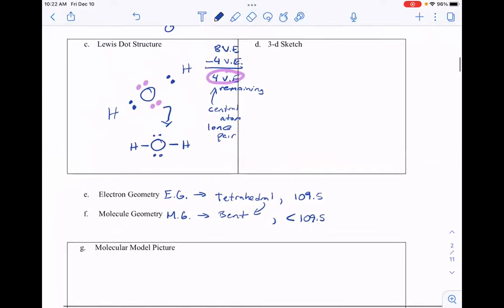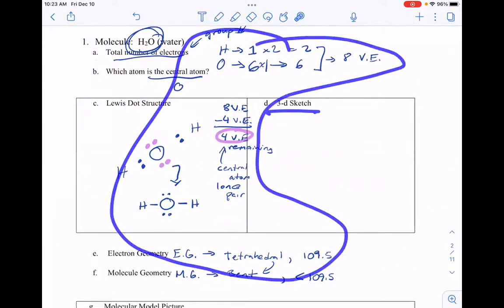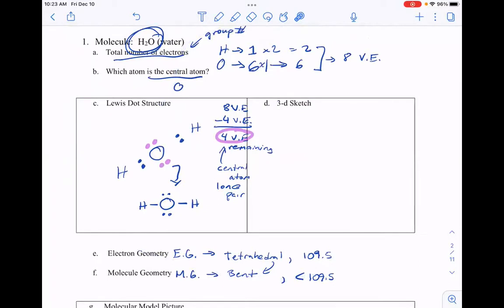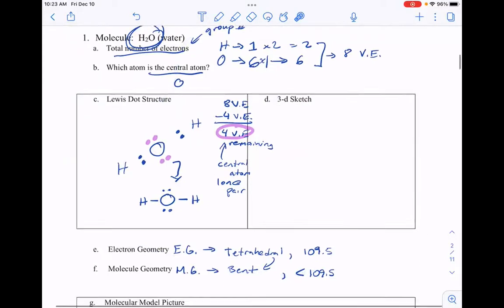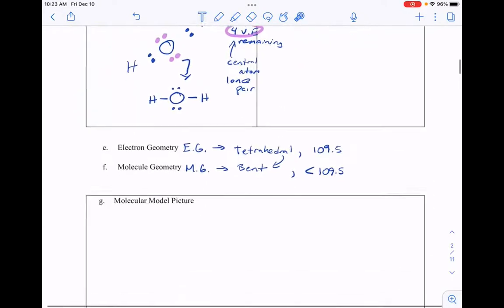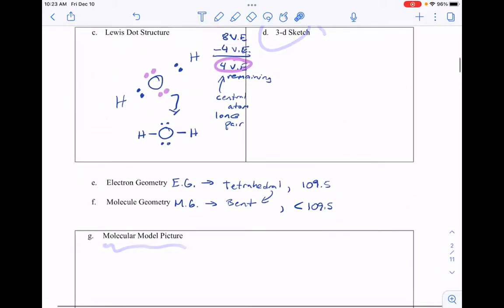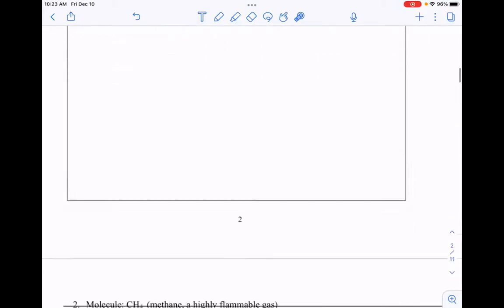And so once again, I am going to skip the 3D sketch and the molecular model picture for now. I want to go through these steps very quickly, and then we're going to go back and we're going to look at a simulation as well as our molecular model kits to develop the 3D sketch. And that way you guys can also take a picture of your molecular model.